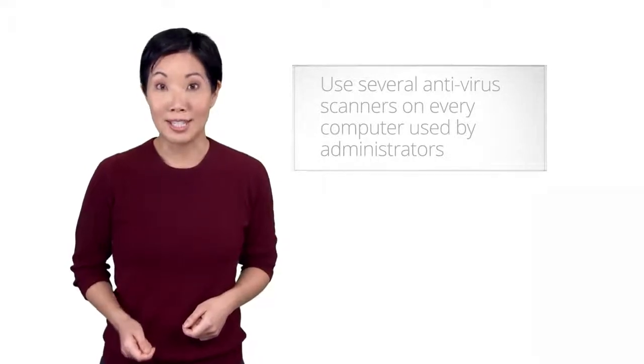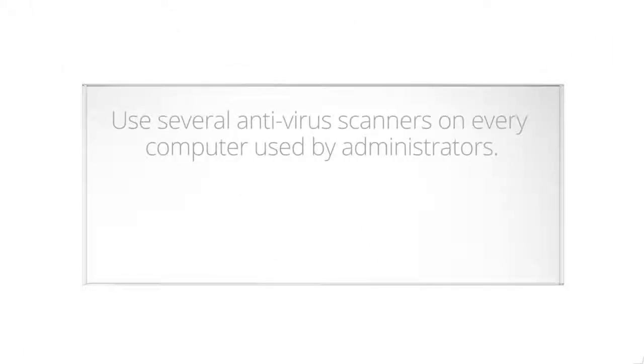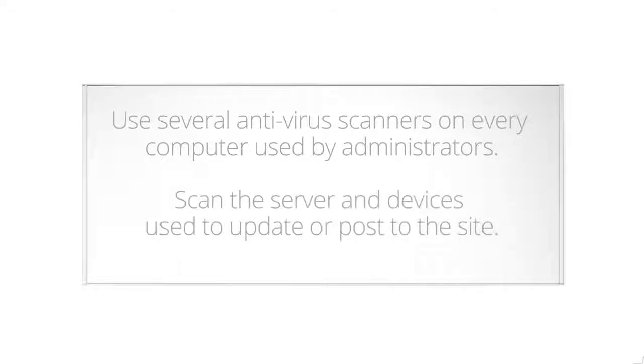Furthermore, AV scanners may also report false positives, so running several scanners can provide more data points to determine whether a vulnerability actually exists. In addition to running AV scanners on administrators' devices, we also recommend scanning both your web server and, if possible, the devices used to update or post to the site, just to be safe. If the AV scanner detects spyware, a virus, Trojan horse, or any suspicious program, that may be the vulnerability which allowed your site to be initially compromised.